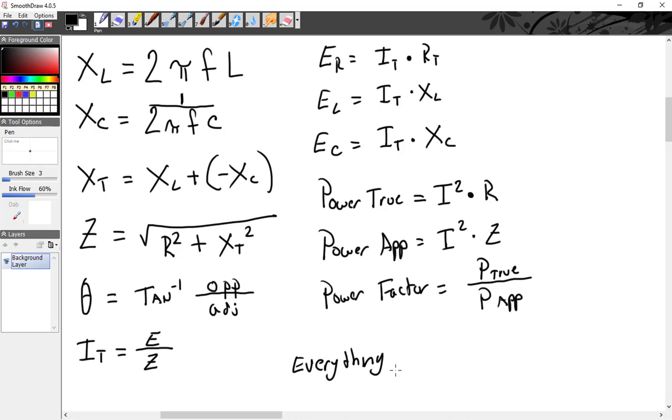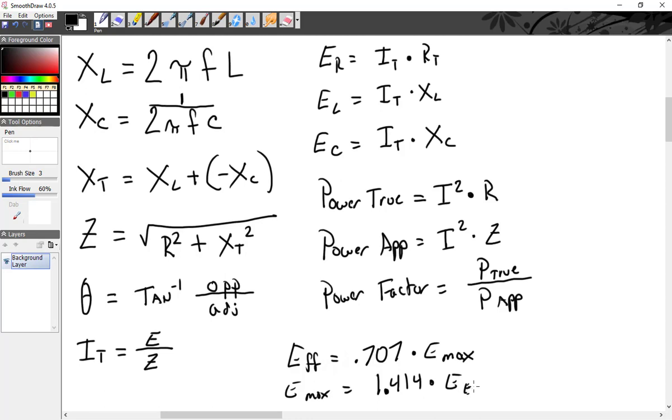No, it's just taking up space. Erase everything, we've got to start this all over. E effective equals 0.707 times E max. And then E max equals 1.414 times E effective. I still don't know where you got there. All right, is that good?